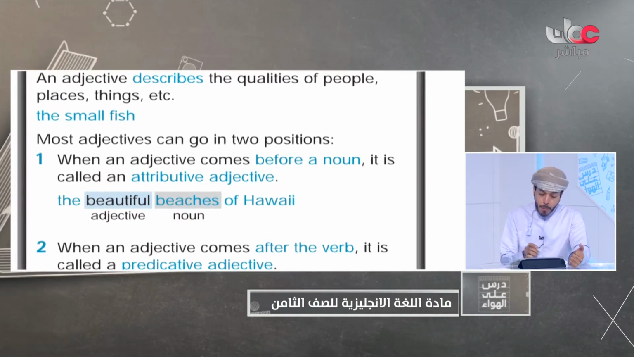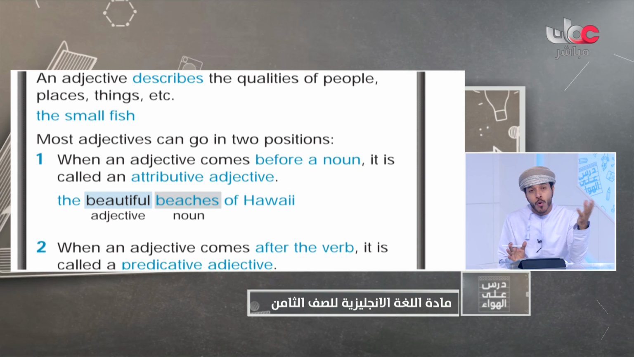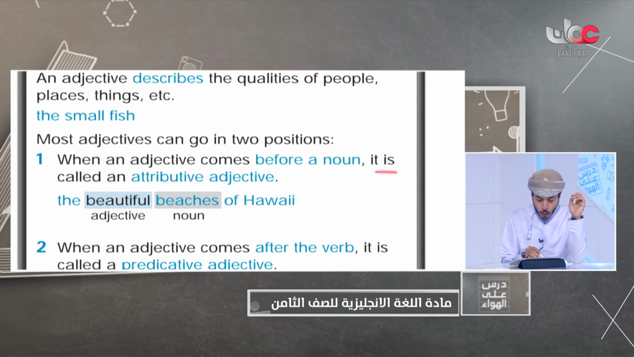Good. Most adjectives, as you can see in your book, can go in two positions. The first position is when an adjective comes before a noun, like amazing movie, beautiful sky, big room, and so on. It is called an attributive adjective, and we have to learn this word, attributive. Why do we call it attributive adjective? Because it attributes some element or something to that noun, يعني ينسب إليه هذا الشيء.